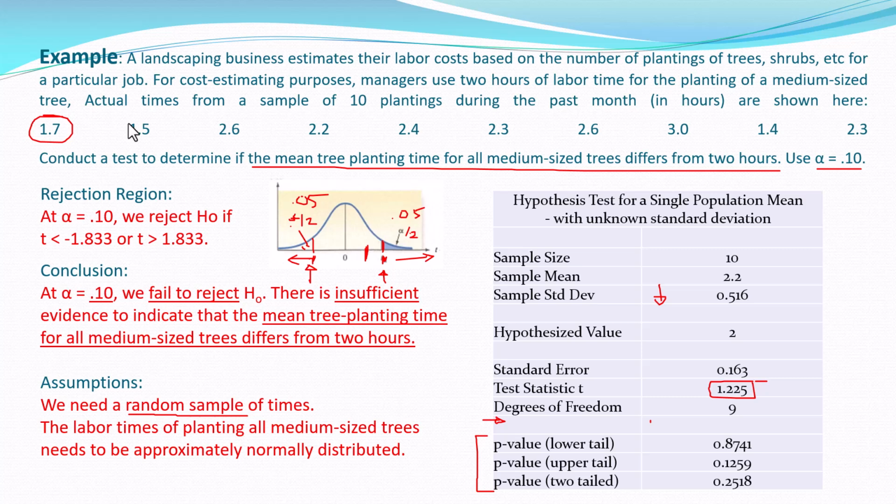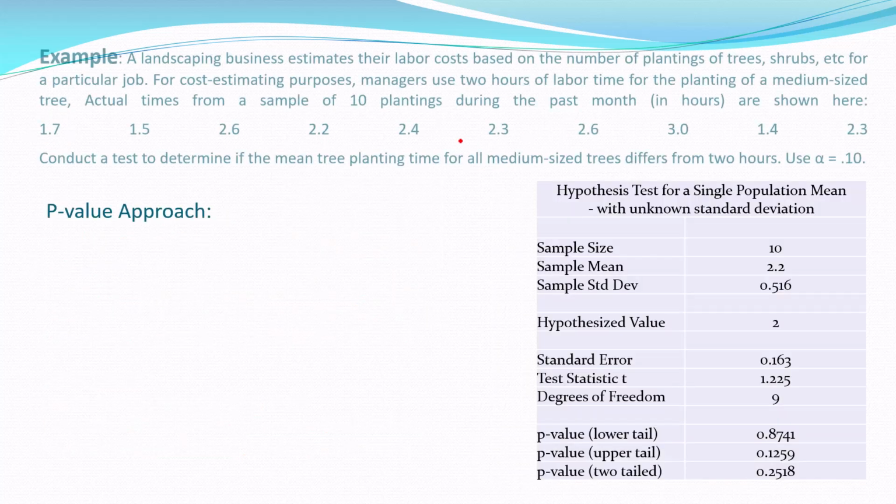So we're going to have the same null and alternative, mu equals 2, mu not equal to 2. We're going to have the same test statistic of 1.225. In fact, the previous slide is exactly the same. I haven't changed anything. What changes is our approach. Let me go to the next slide, and we're going to do the p-value approach.